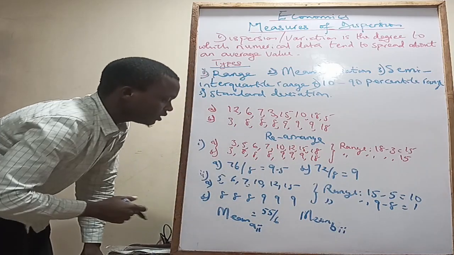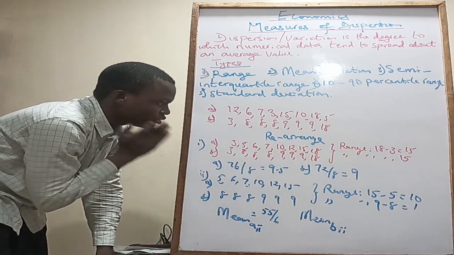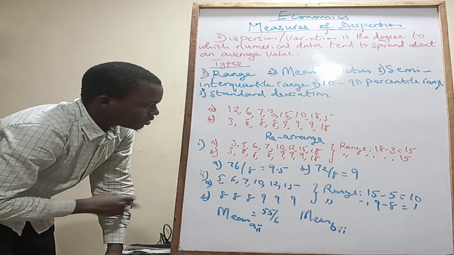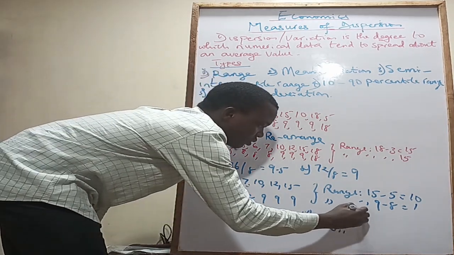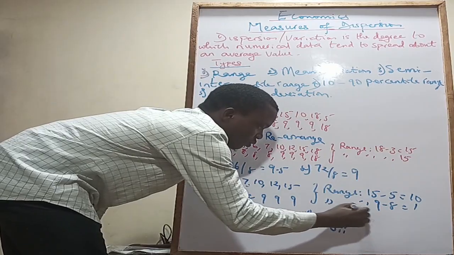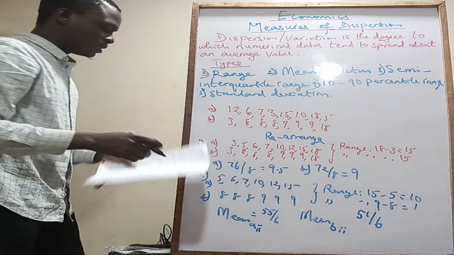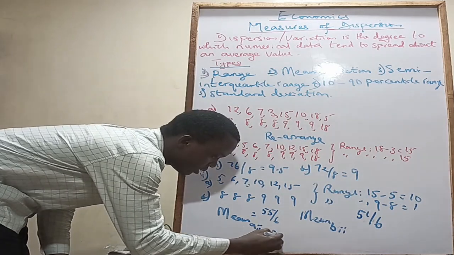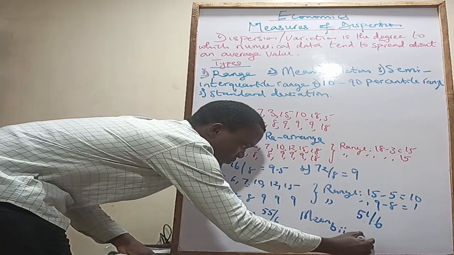Okay, for the second one, the entire value was 72, and then we removed 18 and 3. So 72 minus that will be 51. We have 51 divided by 6. So 55 divided by 6 is 9.1. So $9.1. And then this one is $8.5.